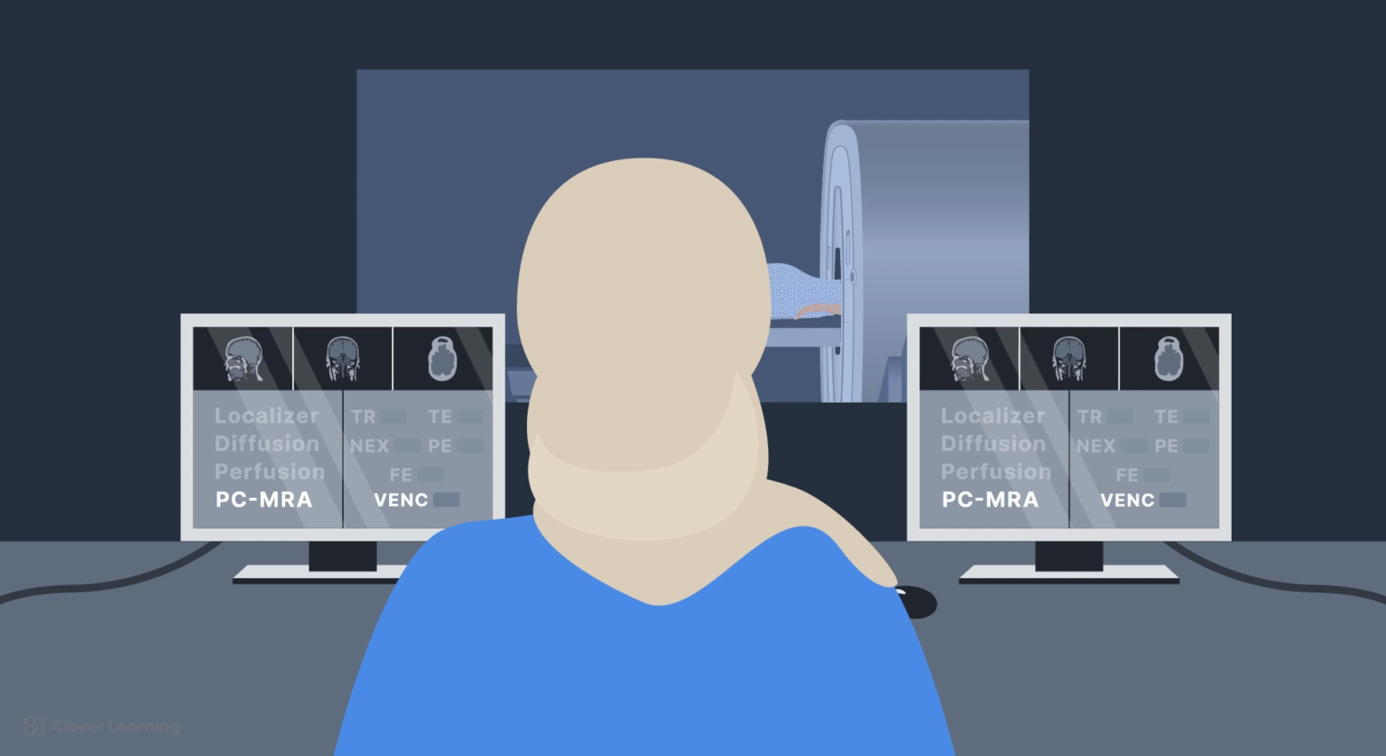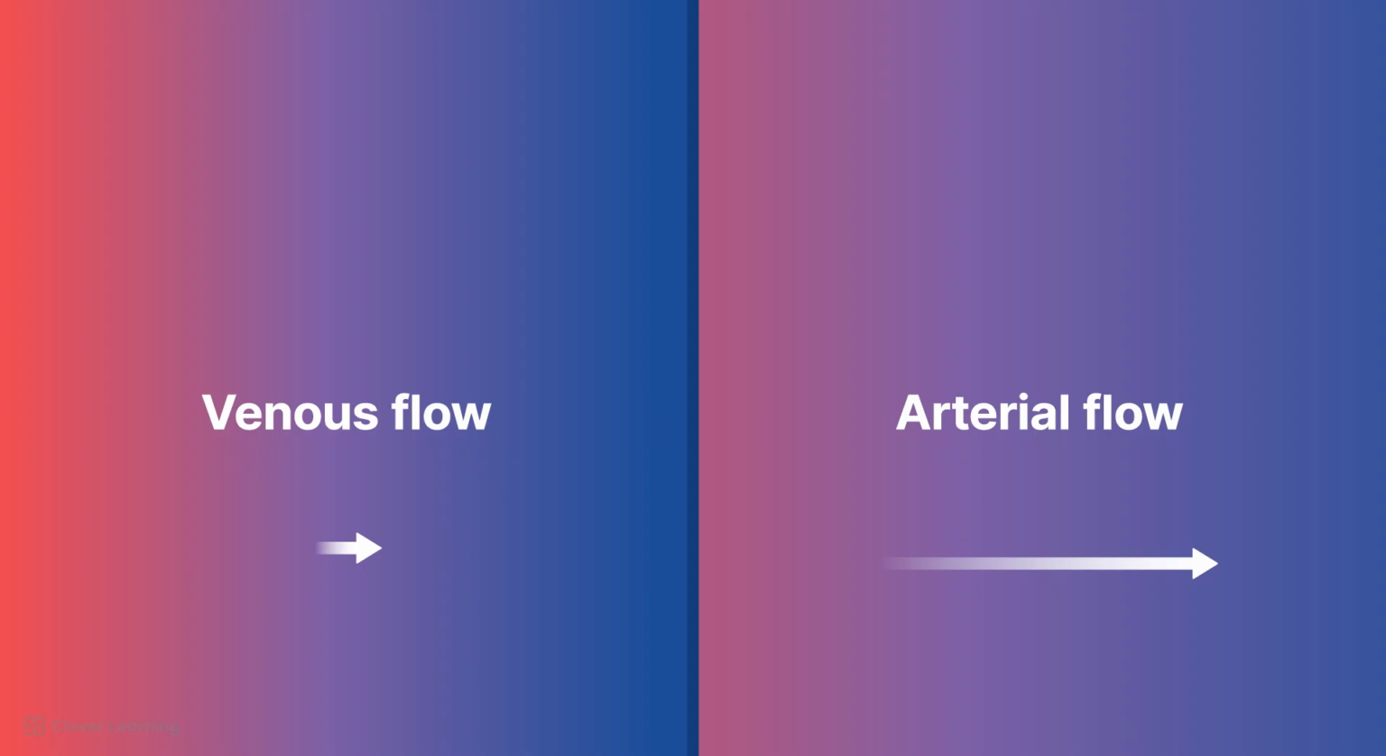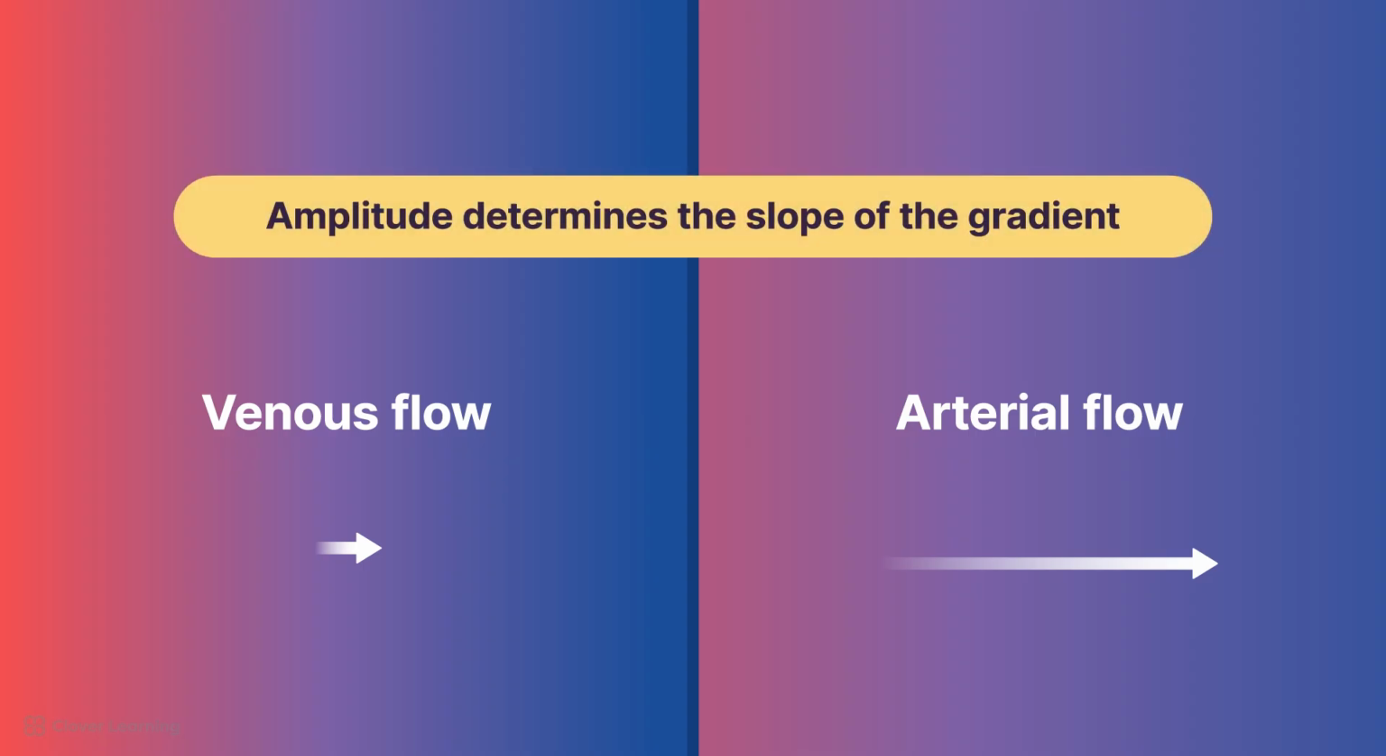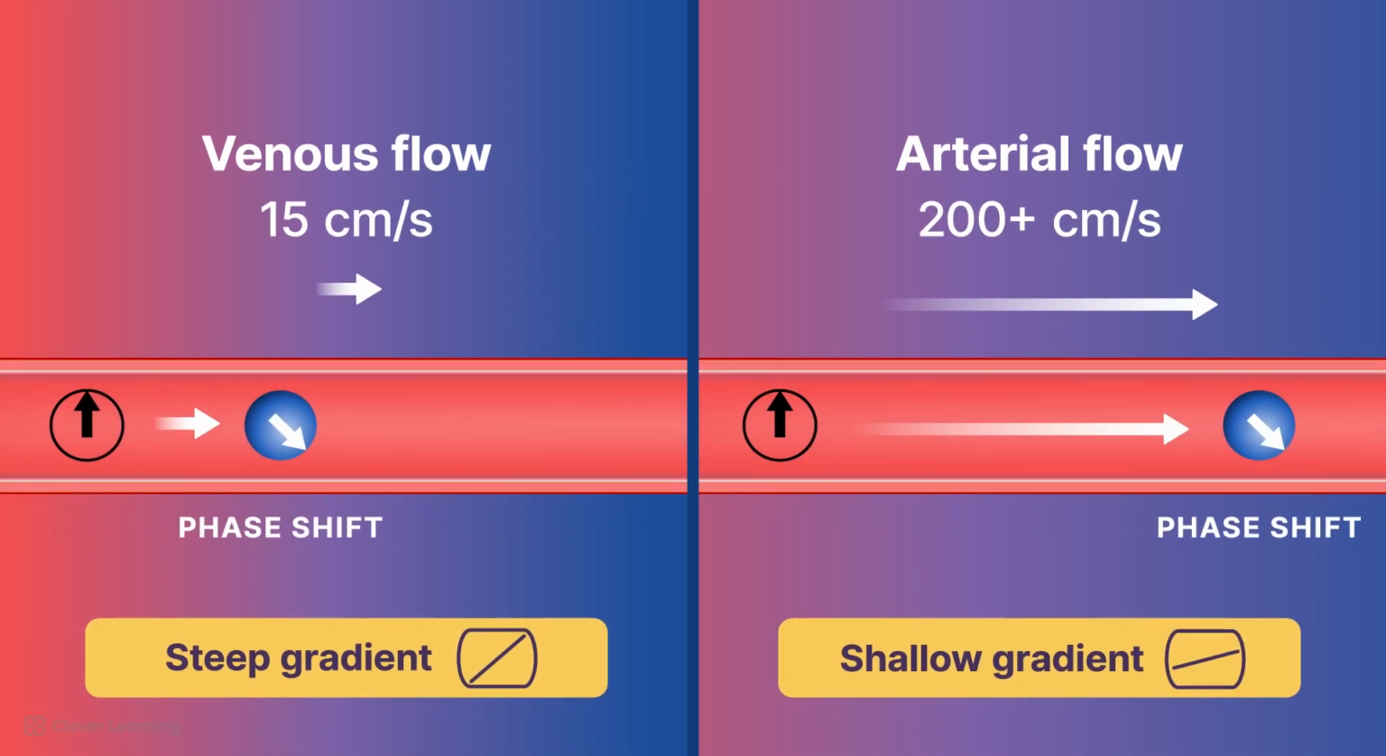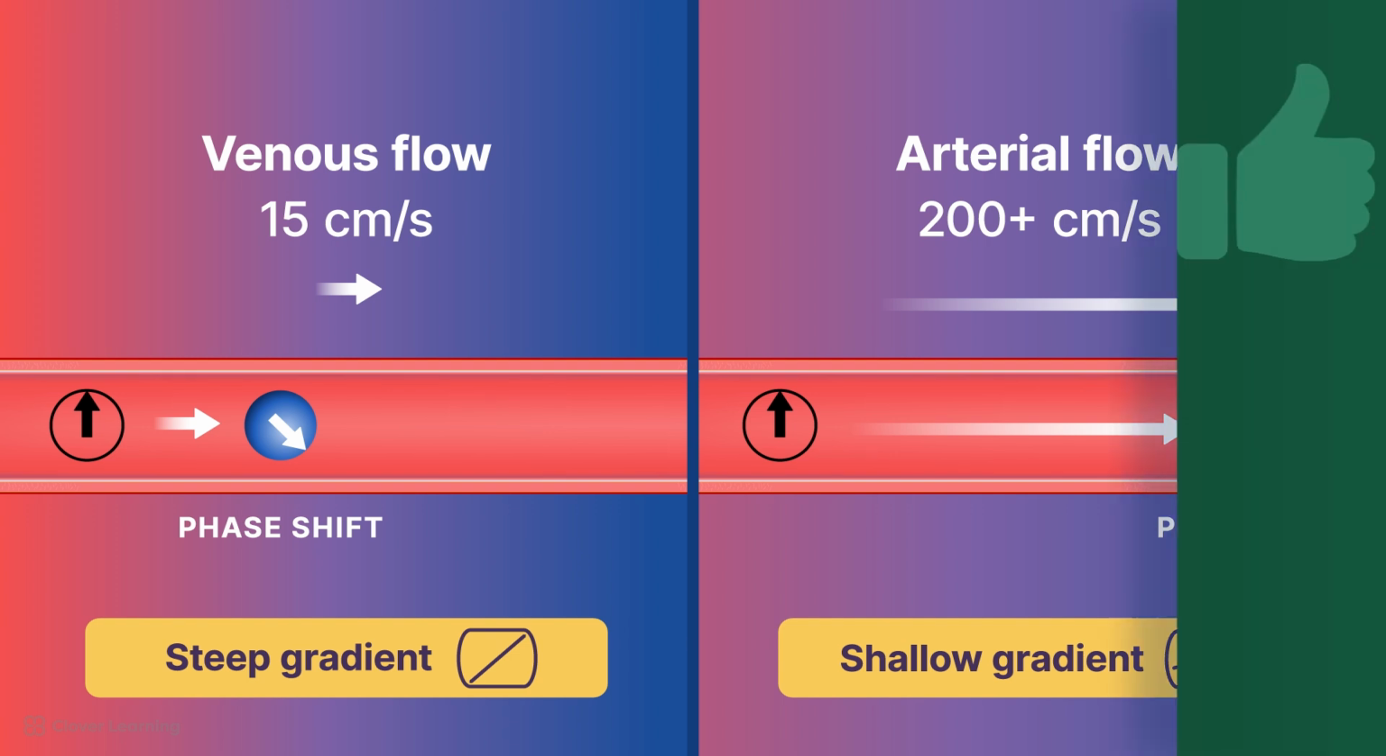It is important to note that the amplitude of the Venc gradient is a parameter set by the technologist before the acquisition. Remember, amplitude determines the slope of the gradient. This amplitude is based on the speed of flow in centimeters per second. Venous flow is around 15 centimeters per second, and arterial flow can exceed 200 centimeters per second. You would estimate the speed of flow based upon the area of interest, either venous or arterial, and would want to set the amplitude of the Venc gradient as close as possible to the correct speed of flow.